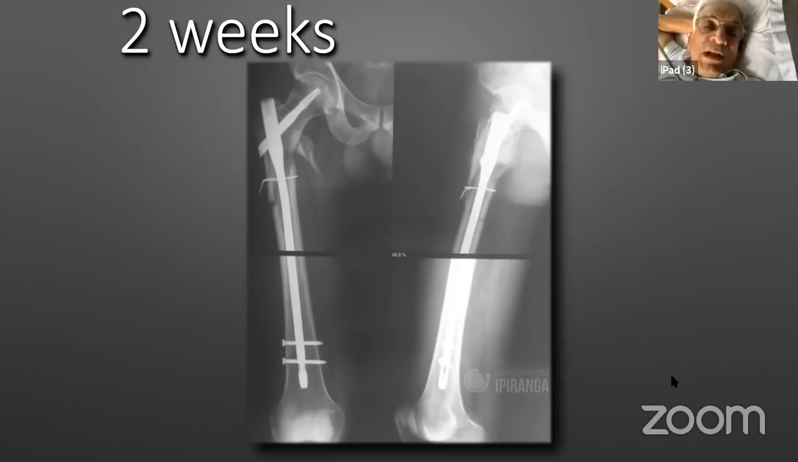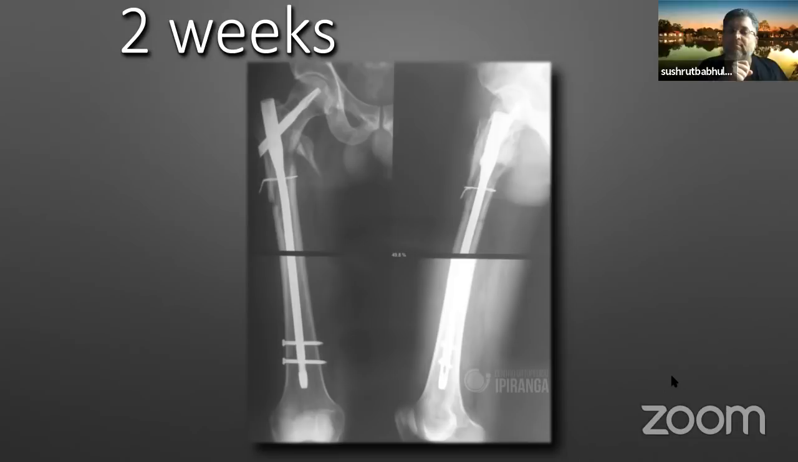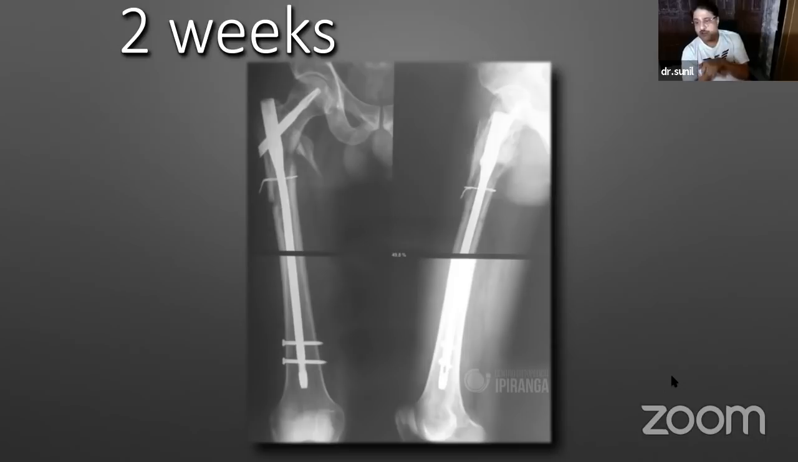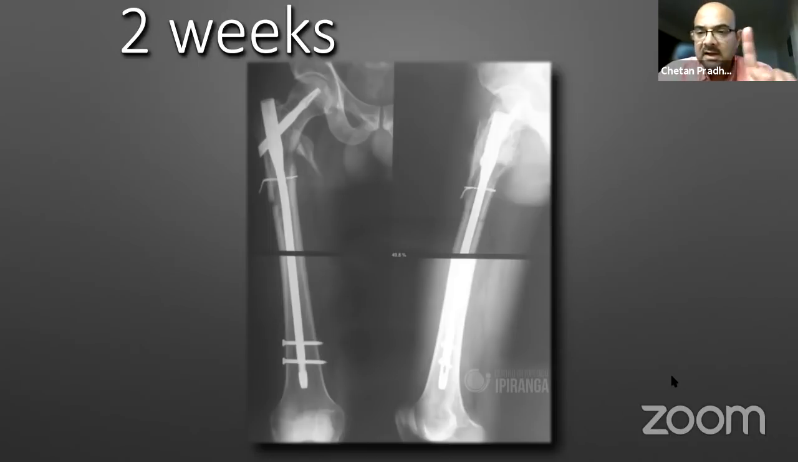Have you ever seen a non-union of the lesser trochanter? Yes, sir. It happens many times. Hardly ever. Hardly ever. It goes into varus, it breaks. That is what it is. So anyway, proceed.